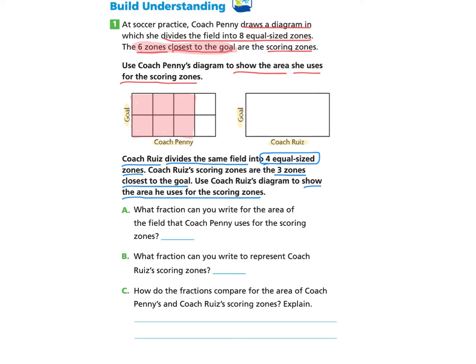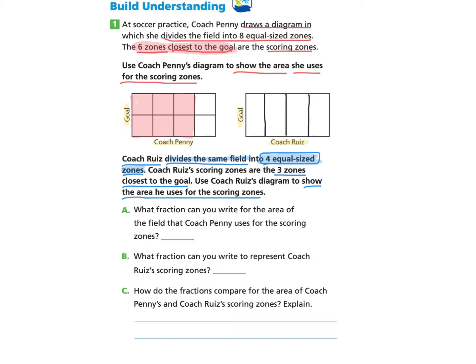And what we learned from reading this was that Coach Ruiz divides the same field into 4 equal-sized zones. So we're going to go ahead and divide his diagram into 4 equal zones. I'm going to draw the middle one first because that always helps me, and then I'll draw one here and one here, and now I've created 4 equal zones.